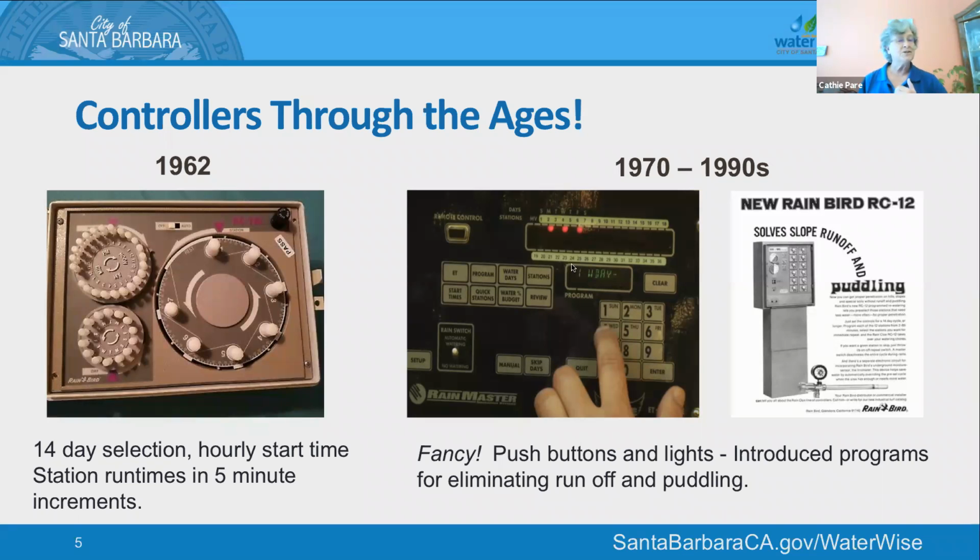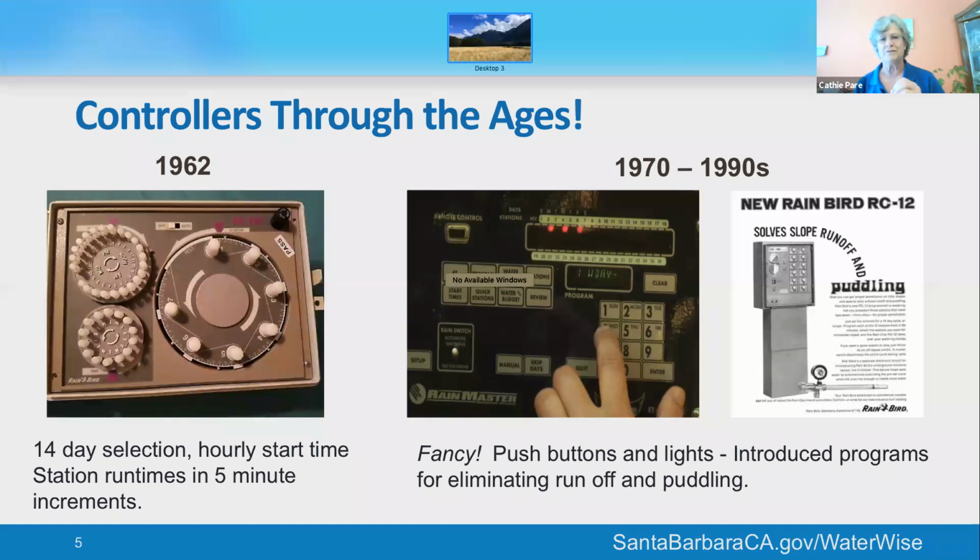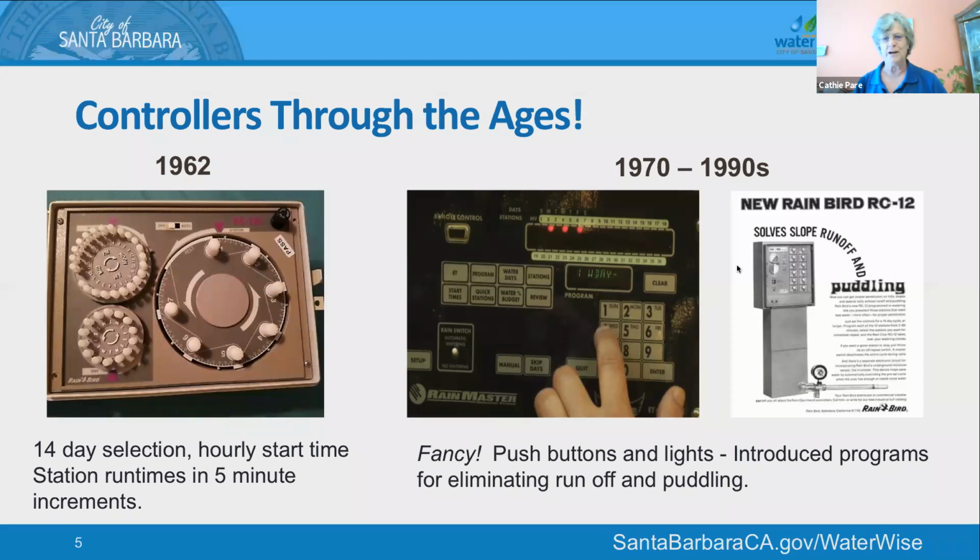So then we moved into the 70s and we started getting some better technology. We got lights and bells and whistles and push buttons, but it was great. But as the end of the 70s came in, as you can see the advertisement, they introduced what's called programs. Programs allow you to set different watering days for different garden areas. And you can even see it says it solves slope, runoff, and puddling.